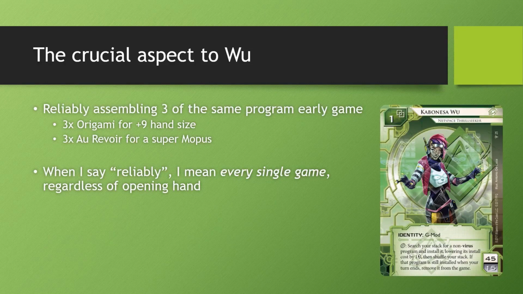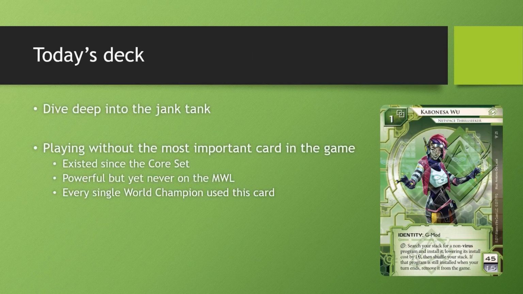So instead, I would probably be net decking one of these decks and trying it out for myself, but there's actually something else I want to do here. So Kabonesa Wu has another special trait, one which I think a lot of people might have overlooked, and at this point we'll be diving very deep into the Jang Tang right here.